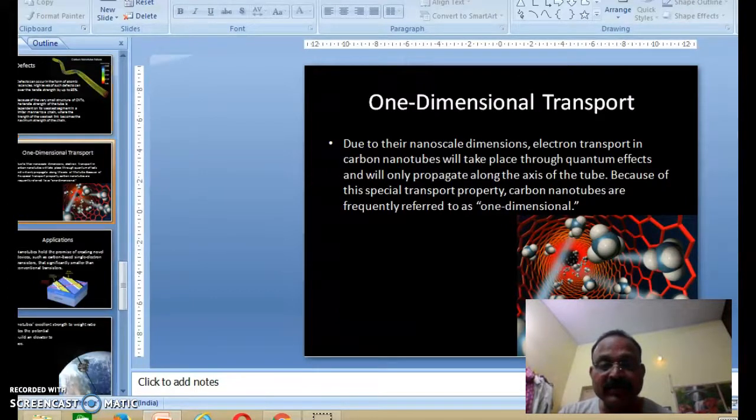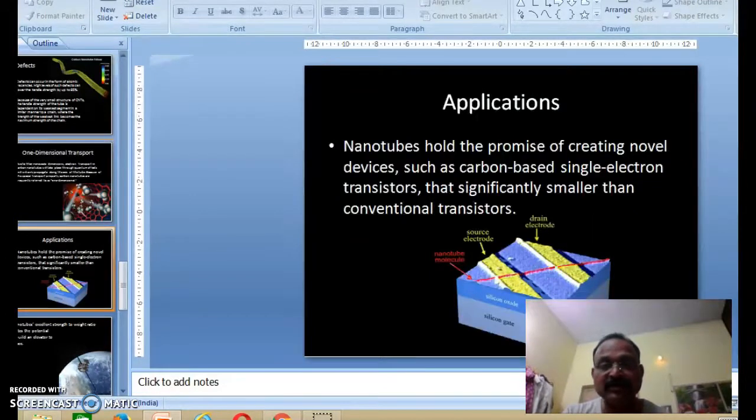So it can be considered as one-dimensional transport. Due to their nanoscale dimensions, electron transport in carbon nanotubes takes place through quantum effects and will only propagate along the axis of the tube. Because of this special transport property, carbon nanotubes are frequently referred to as one-dimensional.